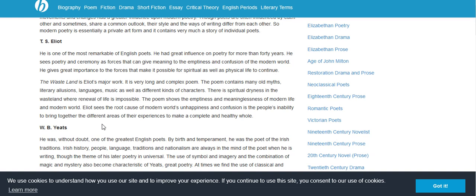The Waste Land is Eliot's major work, his masterpiece. It is a very long and complex poem which explains the barrenness of modern people. The poem contains many old myths, literary allusions, languages, music, as well as different kinds of characters. There is spiritual dryness in the waste land where renewal of life is impossible. The poem shows the emptiness and meaninglessness of modern life and the modern world. Eliot sees the root cause of the modern world's unhappiness and confusion as the people's inability to bring together the different areas of their experiences to make a complete and healthy whole.